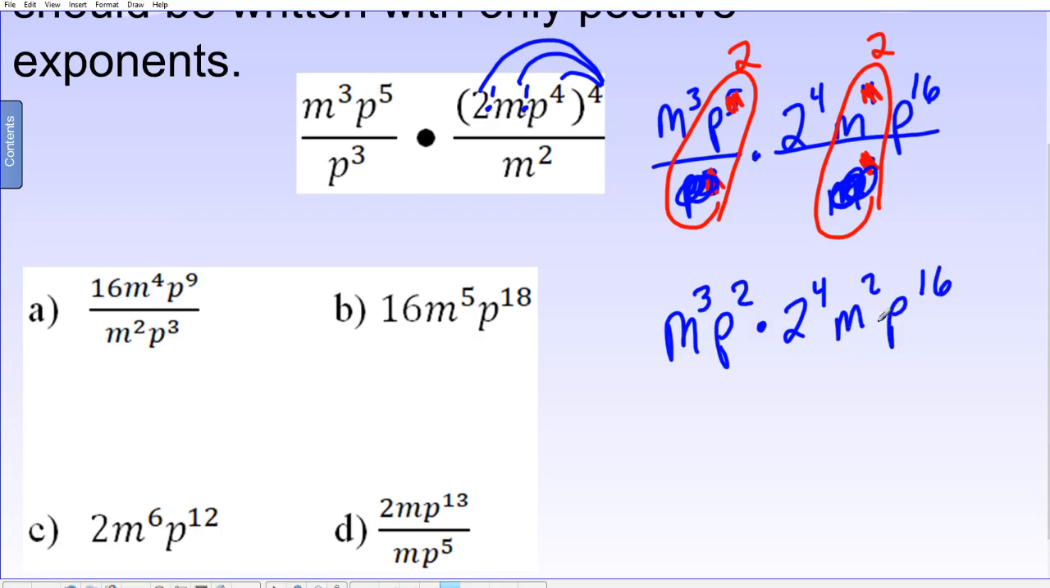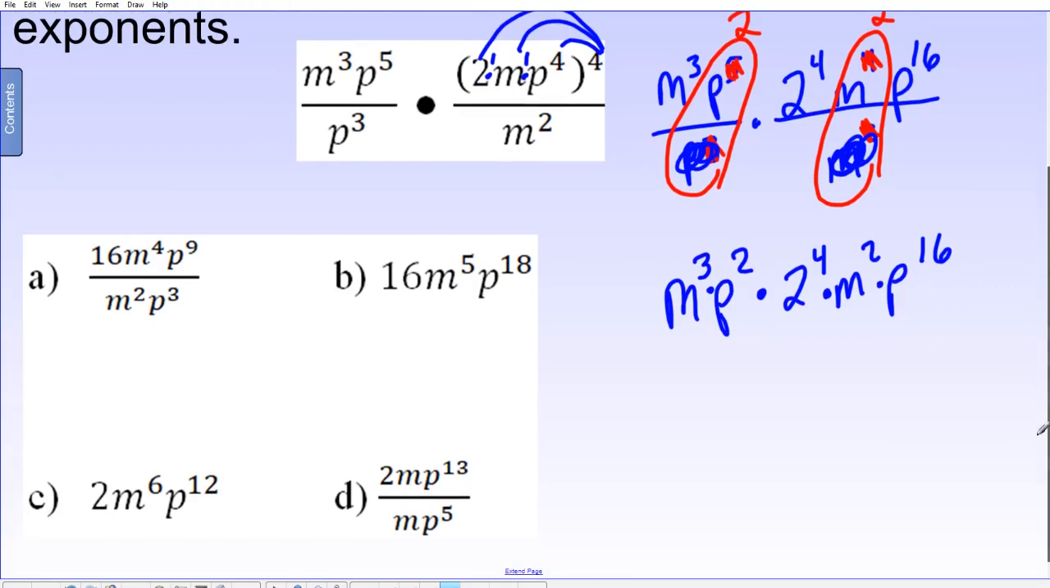Now, it may be helpful for you to understand that there is actually a little multiply in here. This M cubed is times P squared, times 2 to the 4th, times M squared, times P to the 16th. And so that allows us to rearrange a little bit. Now, I'll be honest with you. Now that I've gotten this far, I'm pretty sure that letters A and D are wrong.